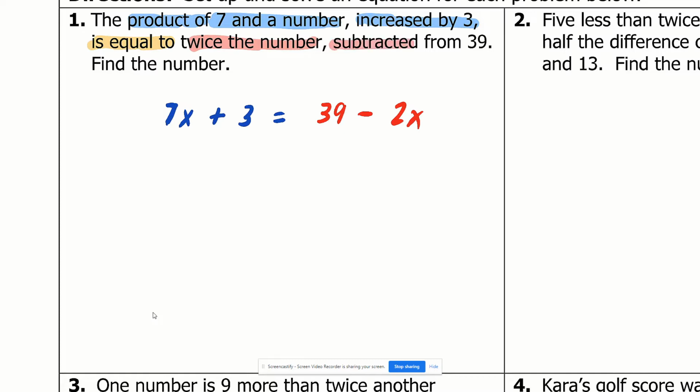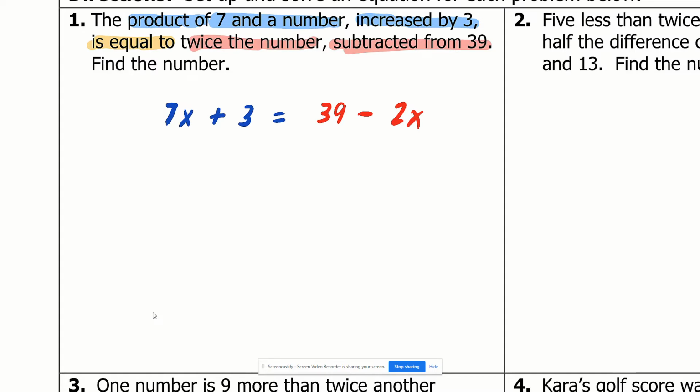Y'all see anything else here? Then this is my equation. Okay? 7x plus 3 equals 39 minus 2x. It's not that bad, right? Now, it might get a little worse. But right now, we're good. Do I have anything on the left side to simplify? No? Right side? No. Step 3, do we have variables on both sides to get together?